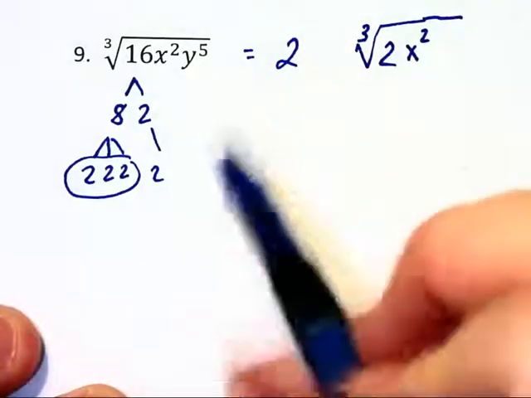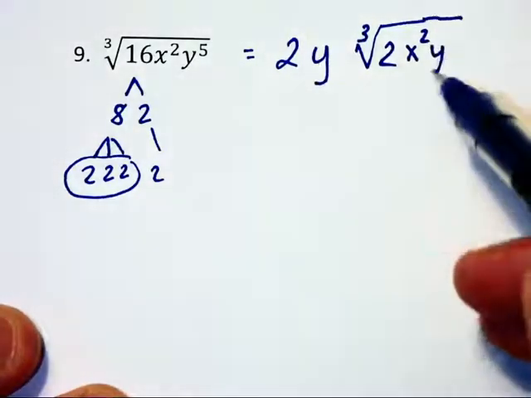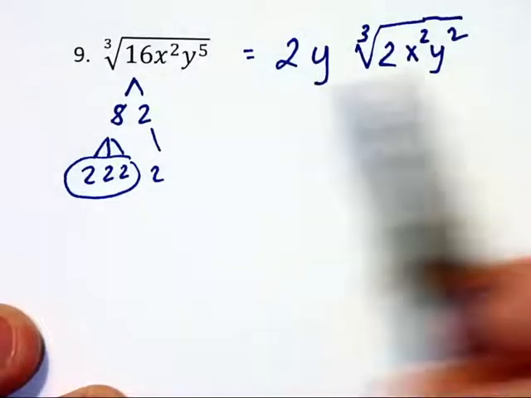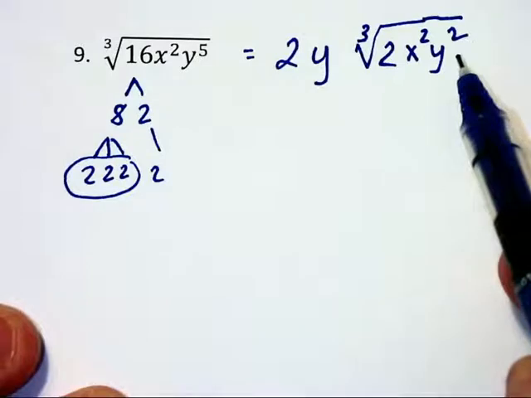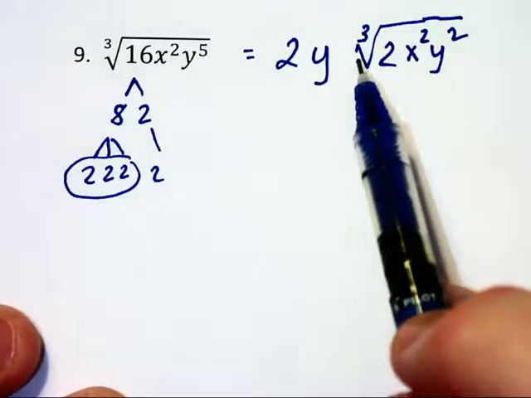Now with y to the fifth, 5 divided by 3 is 1 remainder 2. So there's 3 of my y's coming out as a single y and 2 left over inside, and we don't worry about absolute values at all because the index is odd.